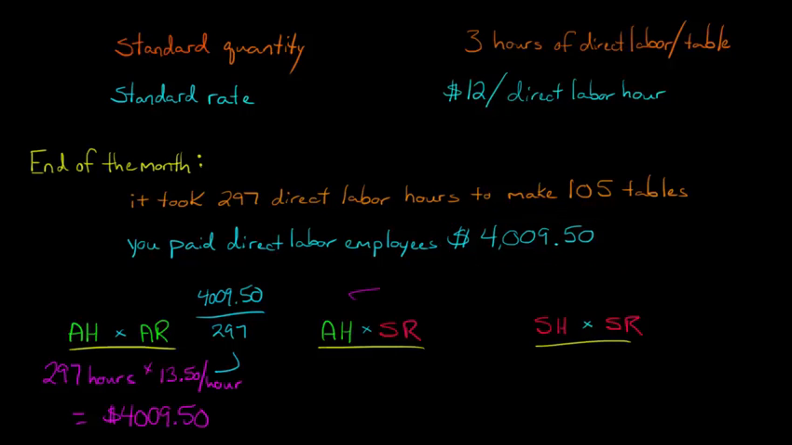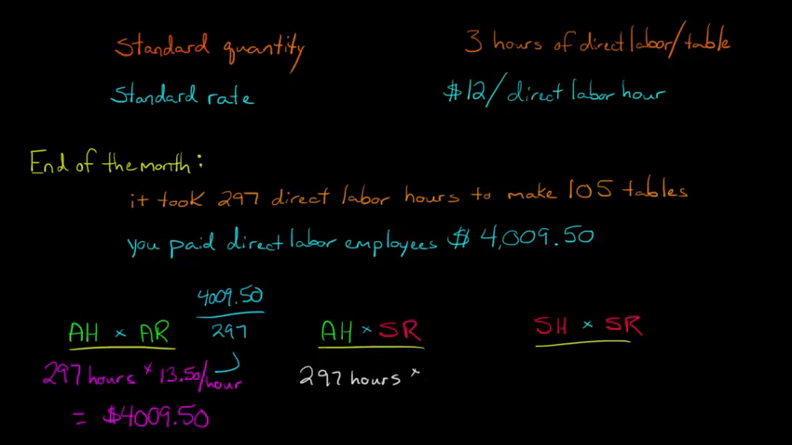Now let's proceed to the middle column. Okay, so now our actual hours, we know that from before, right? Our leftmost column, that hasn't changed. That's 297 hours. But now we've got this standard rate. So what's the standard rate?